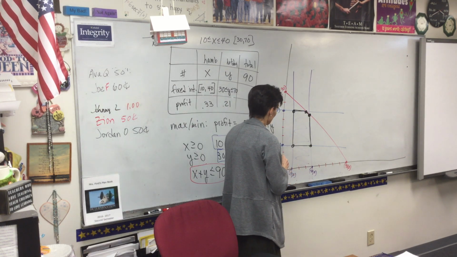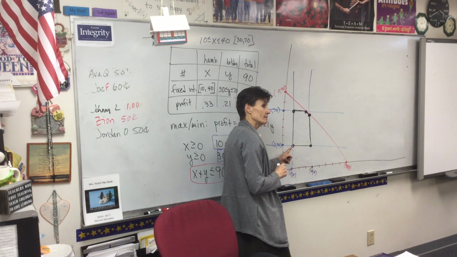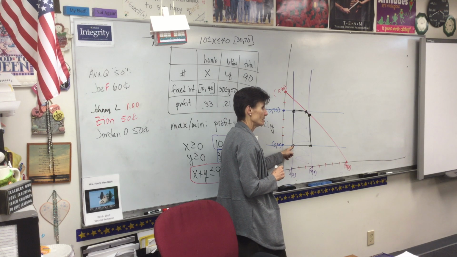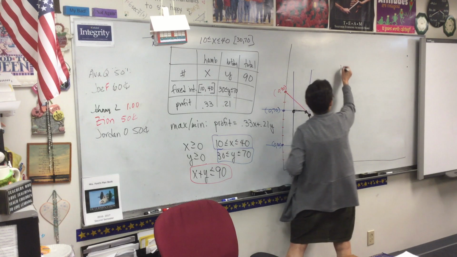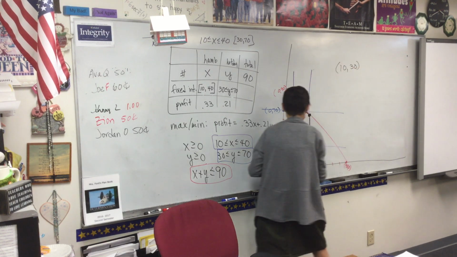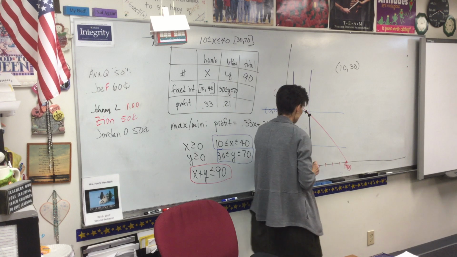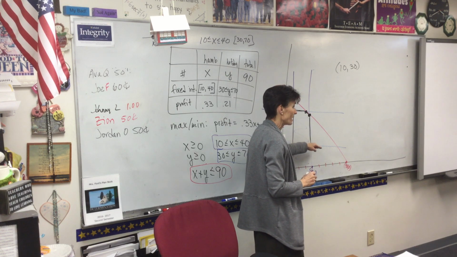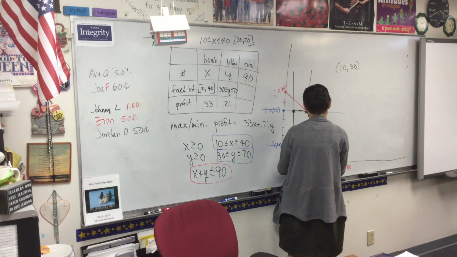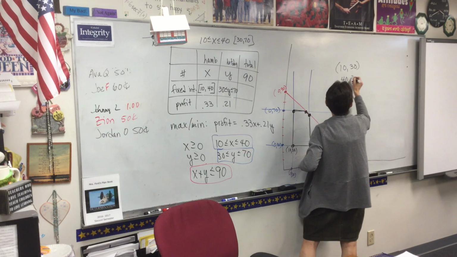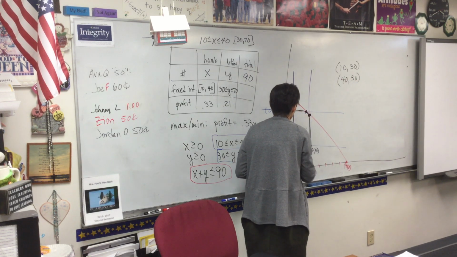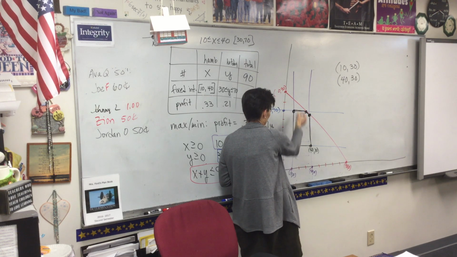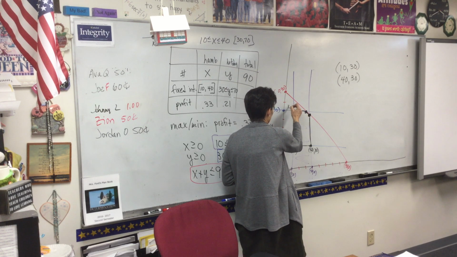Some of them are easy. This guy right here is easy. What's his X? 10. What's his Y? 30. So that's the point 10, 30. That's easy. This one, equally easy. What's his X? 40. What's his Y? 30. This one, equally easy. What's his X? 10. What's his Y? Easy.